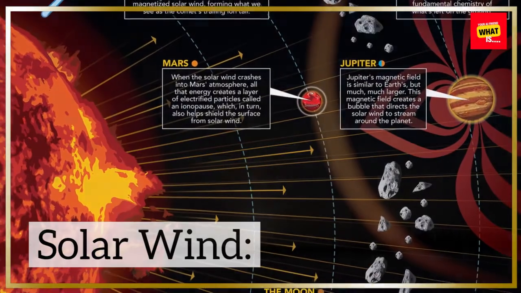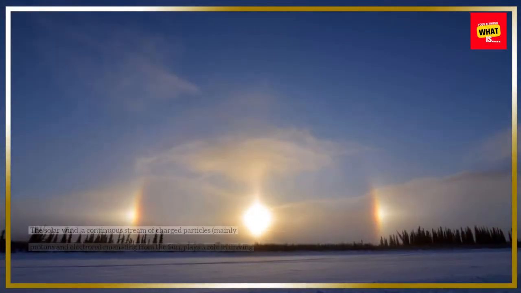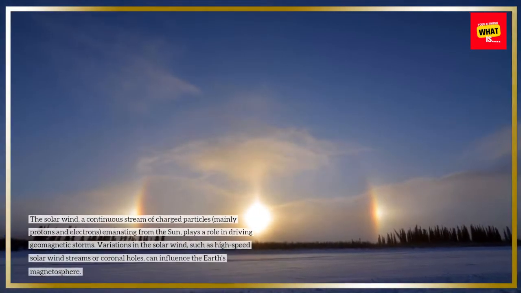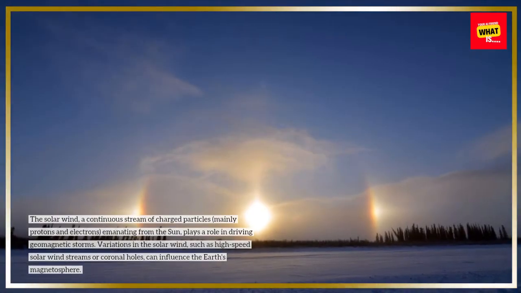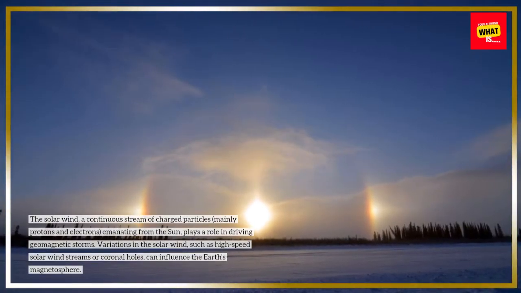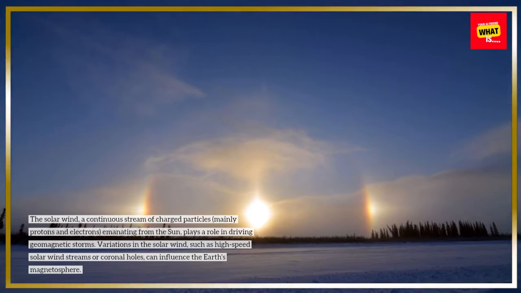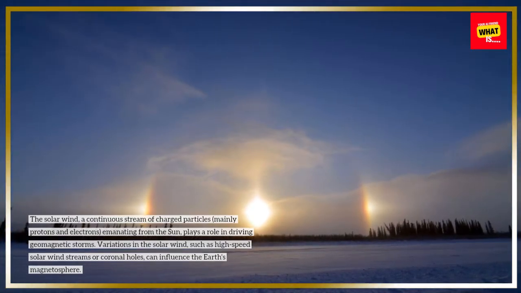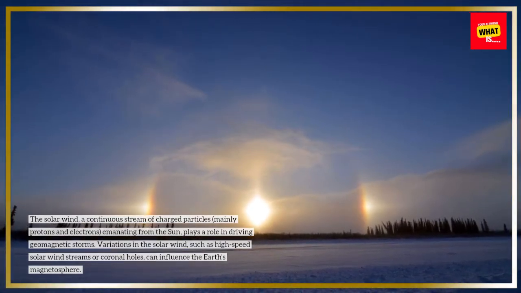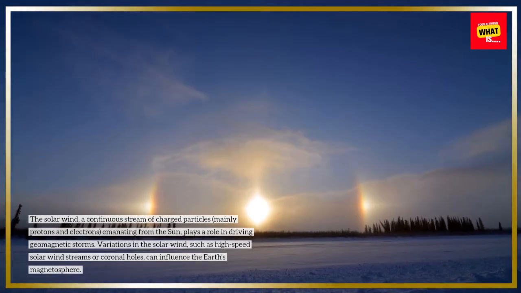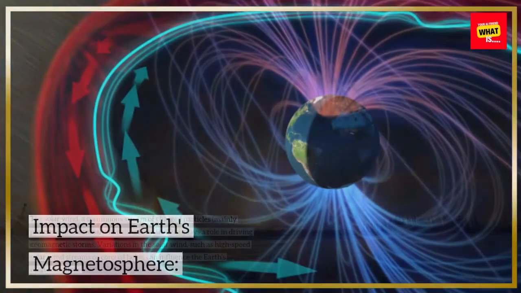Solar wind. The solar wind, a continuous stream of charged particles, mainly protons and electrons, emanating from the Sun, plays a role in driving geomagnetic storms. Variations in the solar wind, such as high-speed solar wind streams or coronal holes, can influence the Earth's magnetosphere.